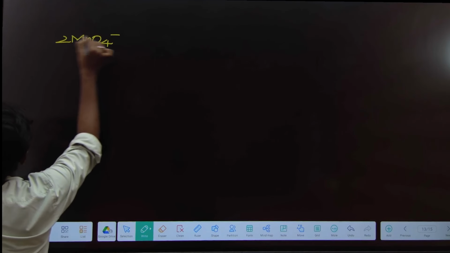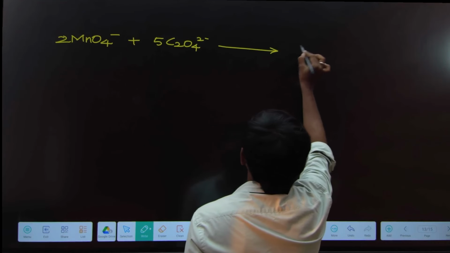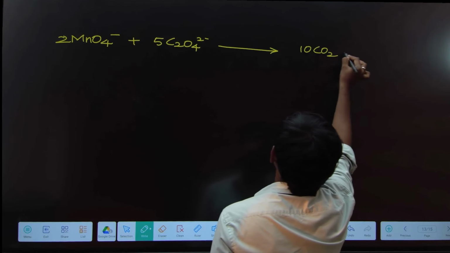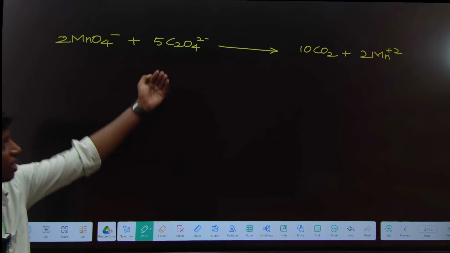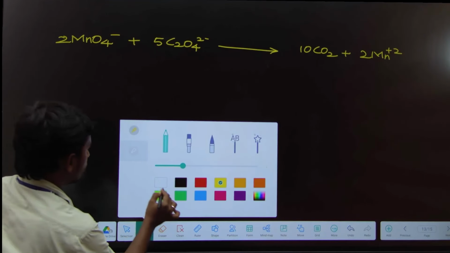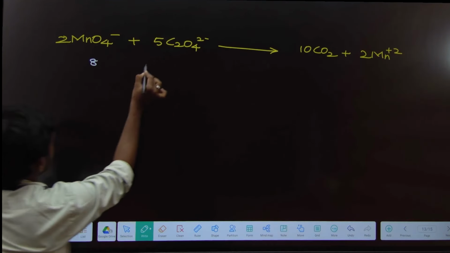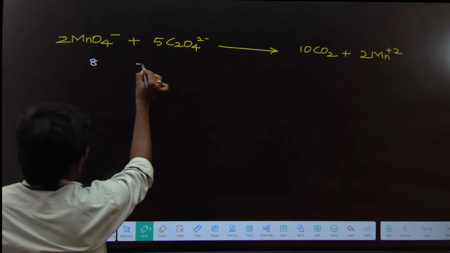2MnO4 minus plus 5C2O4 2 minus gives 10CO2 plus 2Mn plus 2. Okay, so how many oxygens are there in the right hand side? எத்தனை ஆக்சிஜன் இருக்குன்னு பாருங்க. So 2 4s are 8. இங்க 5 into 4 20. Okay, so total 28 oxygens are there.